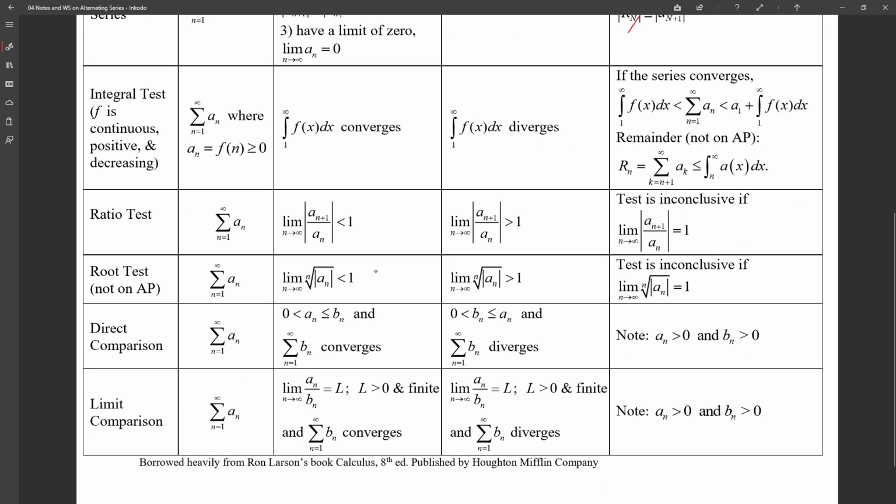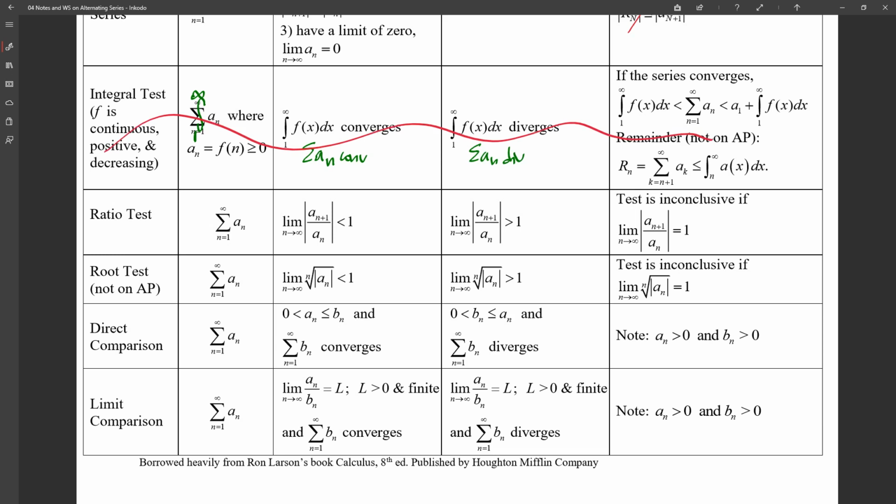If we scroll down, the integral test will not be on the AP exam, but basically what the integral test is just saying is, hey, if you have a series, if you take the integral of that from the same numbers, 1 to infinity, if the integral converges, then the series will also converge. If the integral diverges, then the series will also diverge. They walk hand in hand. But again, the integral test will not be on the AP exam this year.